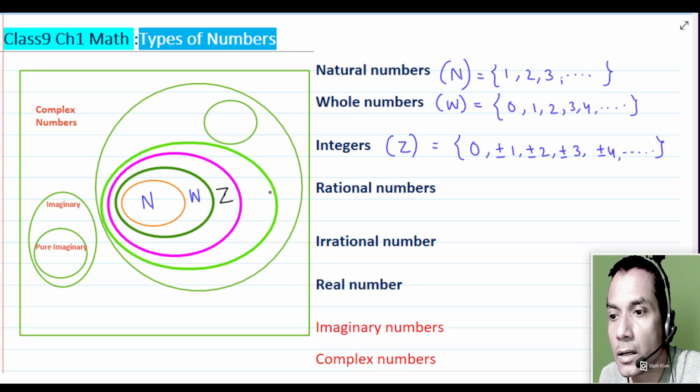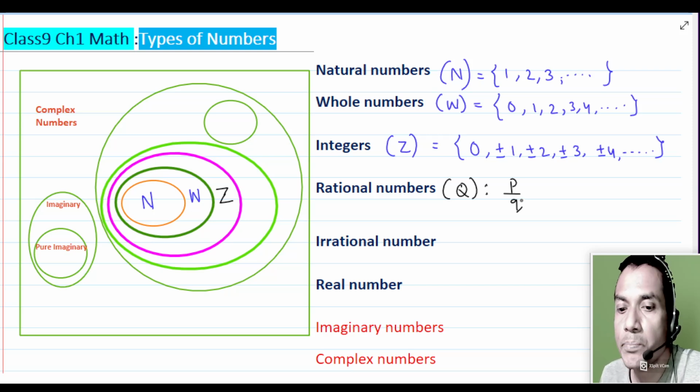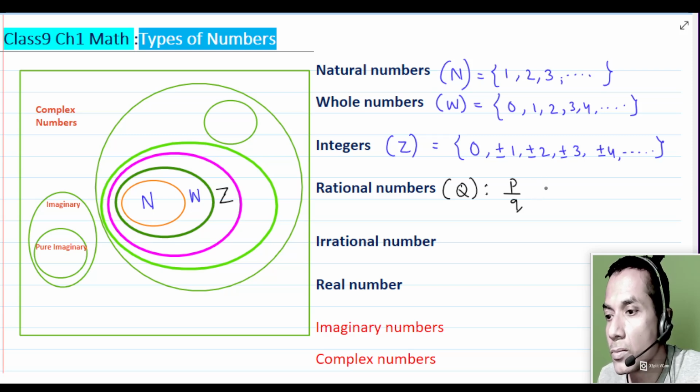Next is the rational number. Rational number is represented by Q. The general representation of a rational number is p by q form, where p and q are integers and p and q have only one common factor, meaning they are co-prime. Clear? And also q is not equal to 0.